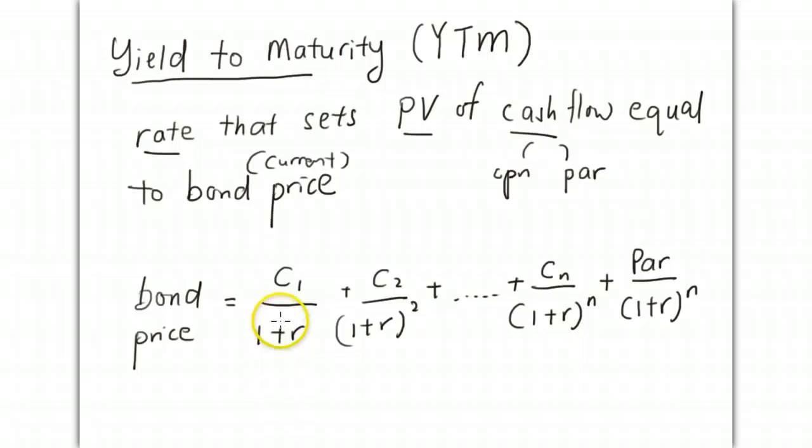To calculate the present value, we need to discount them by the discount rate, which is denoted by R. So we discount by 1 plus R for year 1, (1 plus R) squared for year 2, and (1 plus R) to the power of N for year N, as well as for the par value. So the yield to maturity is this R. What is the rate R that can discount all these cash flows such that it equates to the current bond price?